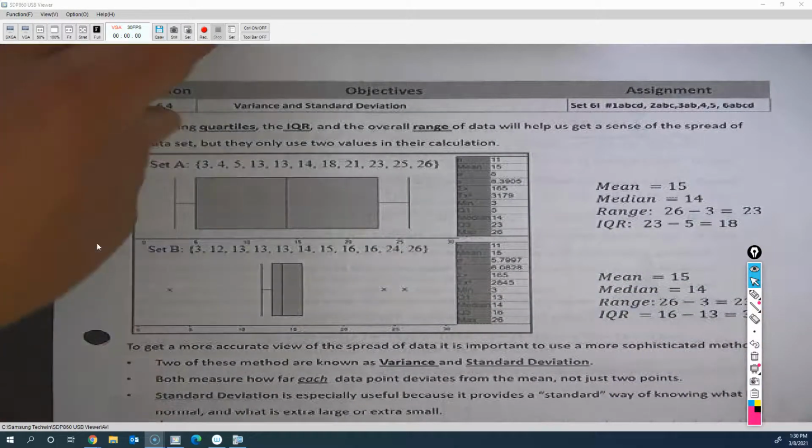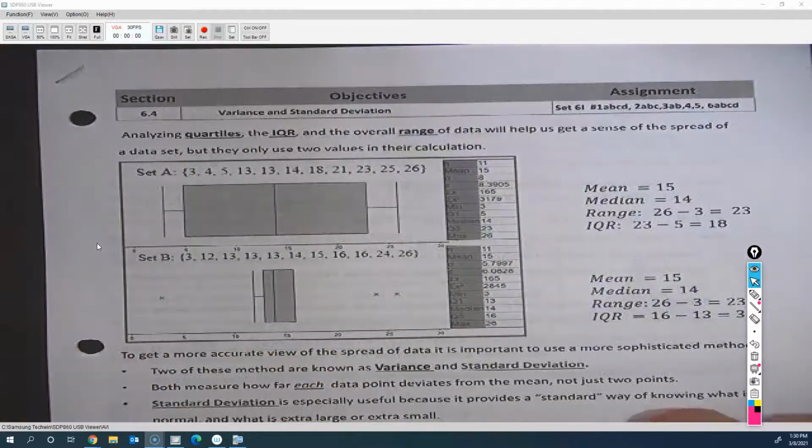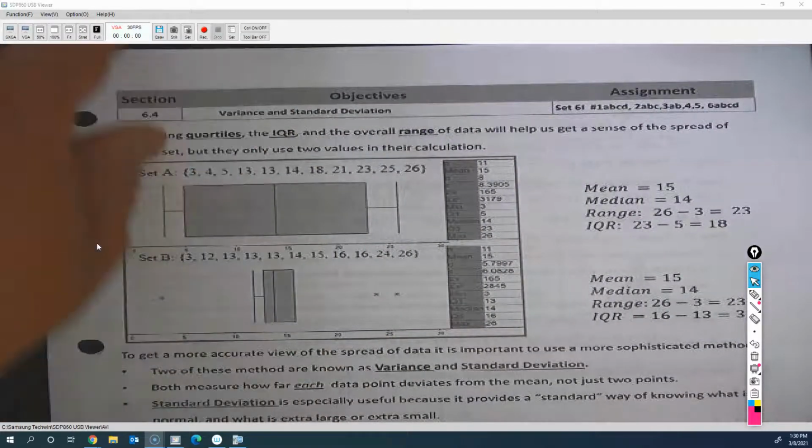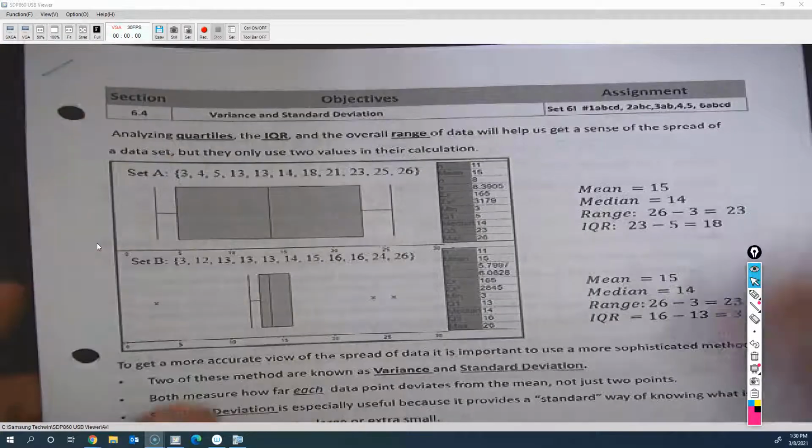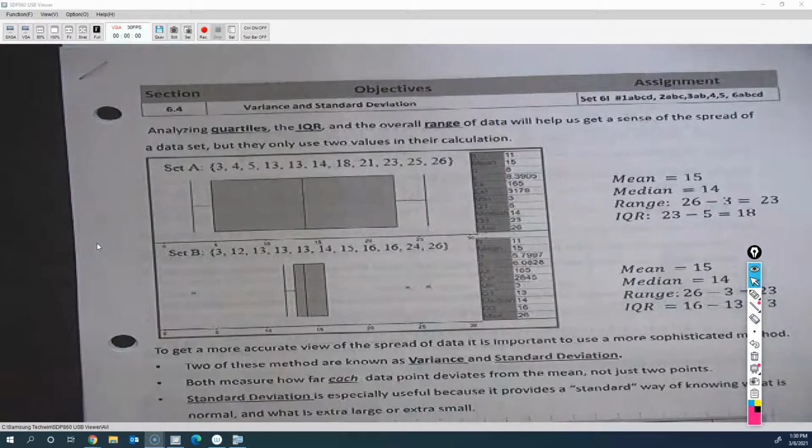I knew how to do standard deviation in high school, but I had no idea what I was actually calculating. I just knew how to get the number. So that applet is going to explain to you what standard deviation actually is.